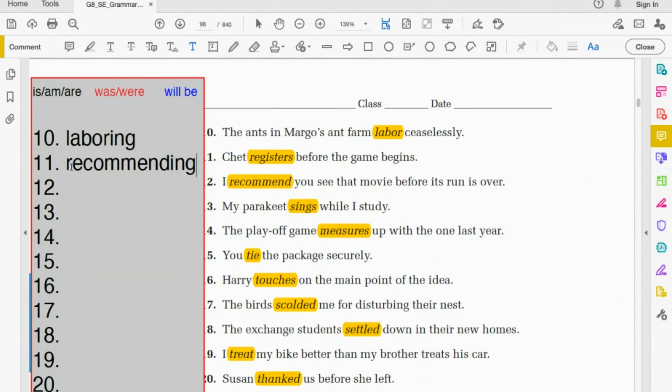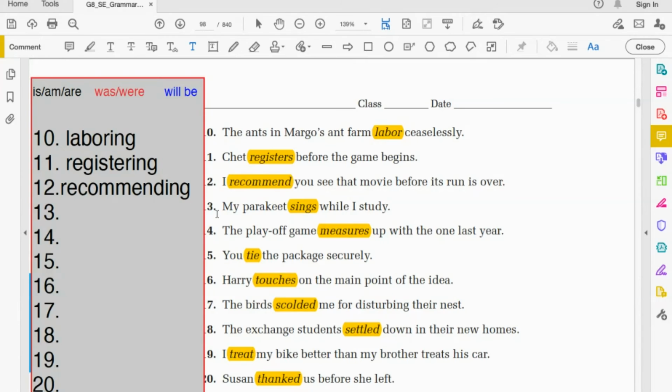Recommend, recommending. Oops, I missed one. I better go back and fix this. Number 11. Registering. Number 12. Recommending.